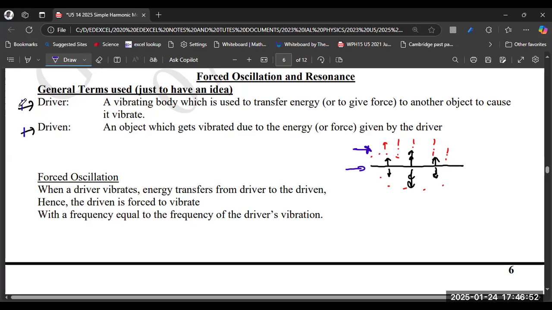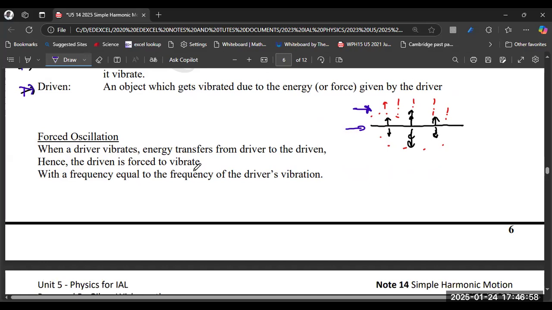That is number one. So now you know the first idea about the driver and the driven. Then number 2. What is meant by forced oscillation? What you saw is actually forced oscillation. When a driver vibrates, now I'll relate it with this one. When the string vibrates, energy transfers from the string to the air particles. Hence, air particles are forced to vibrate with a frequency equal to the frequency of the string.